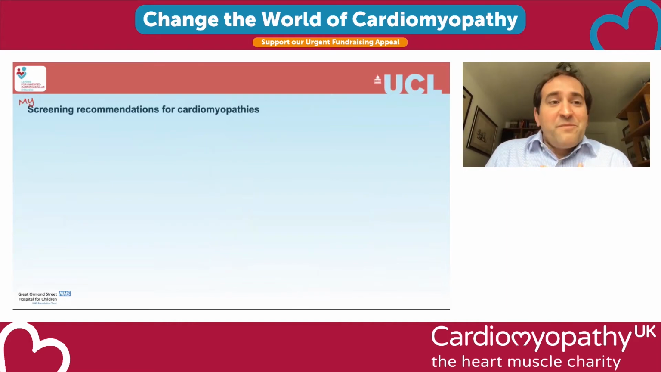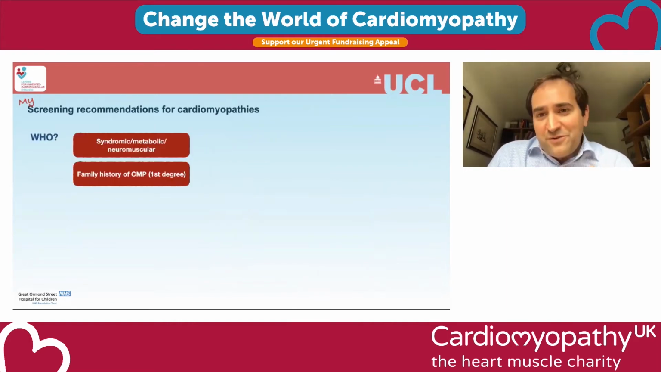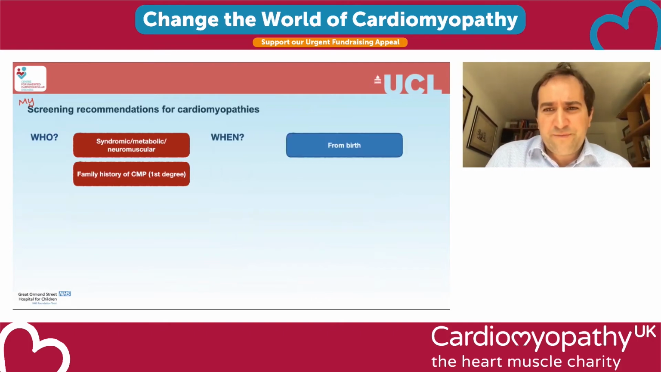So these are my screening recommendations. This is what we do in our centre, and I appreciate that this may not be what's offered in other centres around the UK or around the world indeed, but we would certainly want to screen anybody who has one of those conditions that can affect the heart as well as other parts of the body. And we would screen anybody who is a first-degree relative, so directly related to somebody who has a cardiomyopathy.